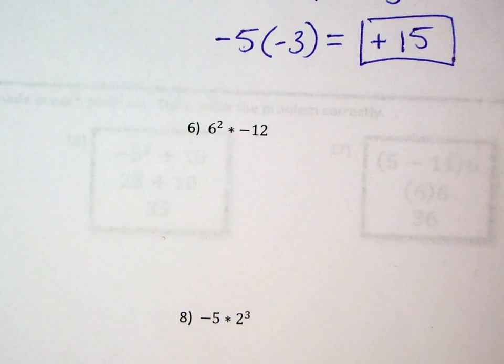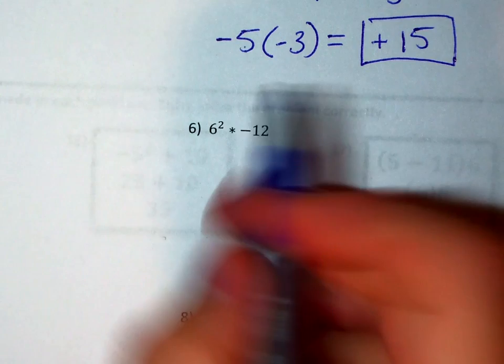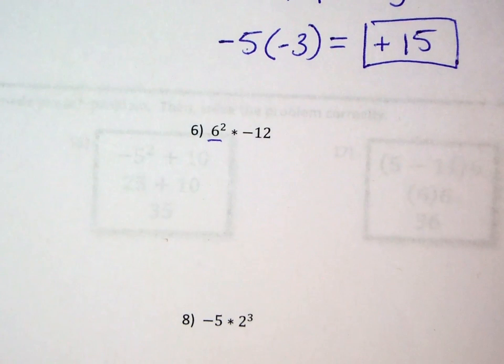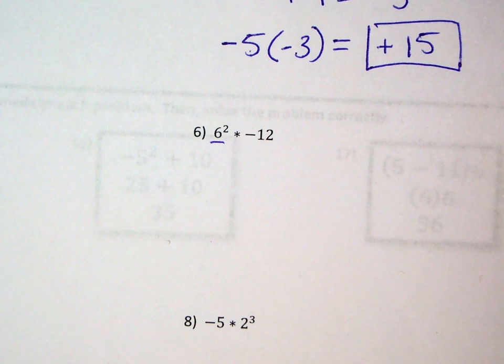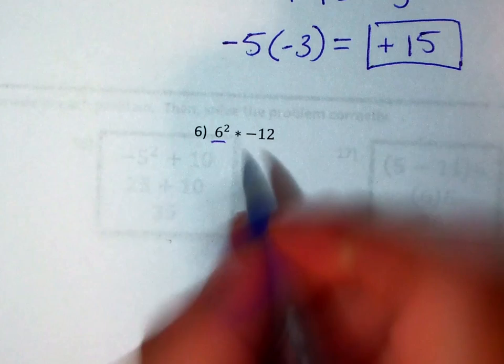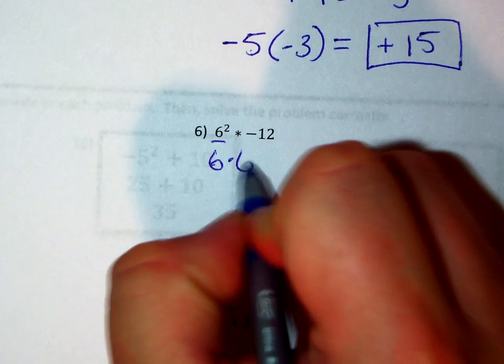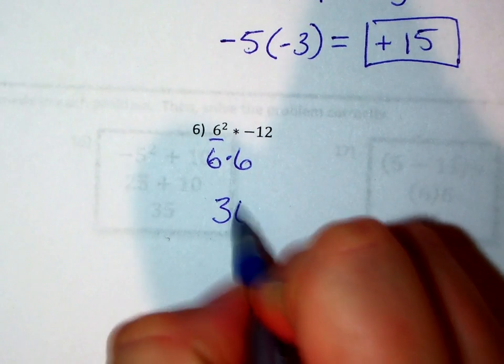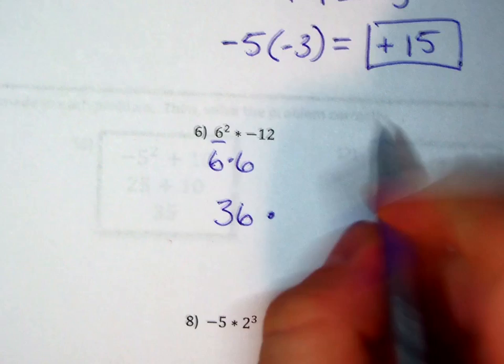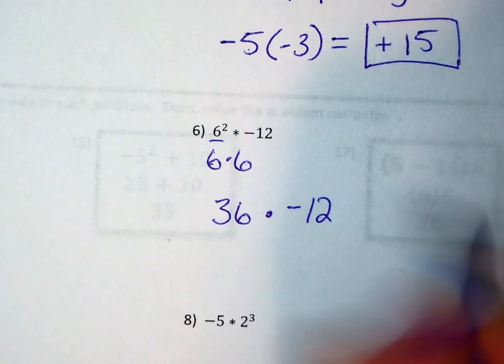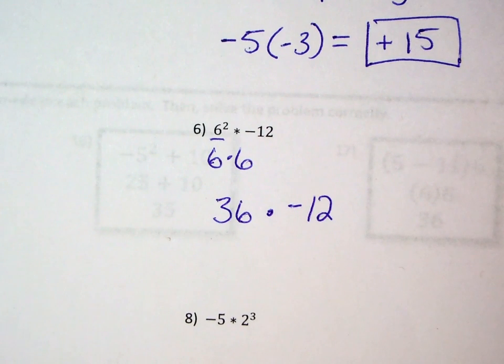Now looking at one more problem, 6 squared times negative 12. The first step for this problem would be to figure out what our exponent simplifies to. So 6 squared is the same as 6 times 6. And that would be 36 times negative 12. I'll let you work the rest of that out on your homework tonight.